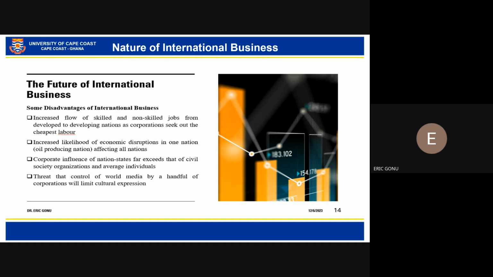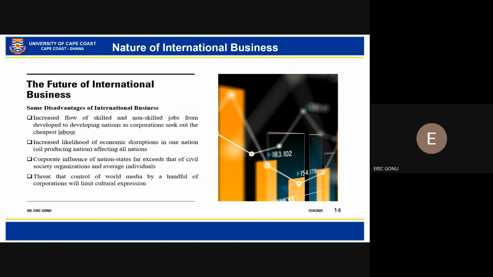Then there's increased likelihood of economic disruption in one nation. So we're talking about the oil producing nations. And once we are part of them, so Ghana, we are part of the oil producing countries. And if there's some disruption in the oil market, it also affects us. Somebody says, why is it that we are producing but not refining it ourselves? The moment you are discovered as an oil producing country, you join the association and they determine the production rate and where the crude is sent to.